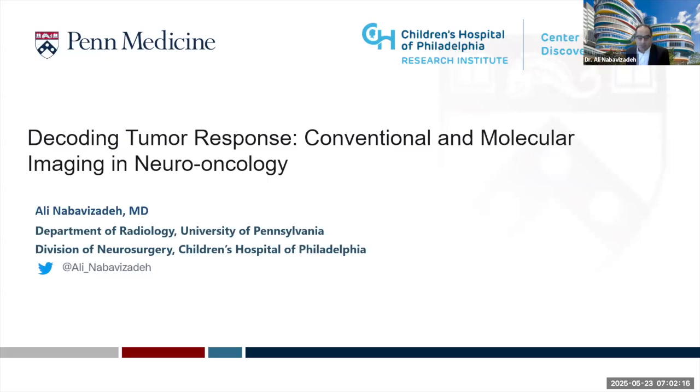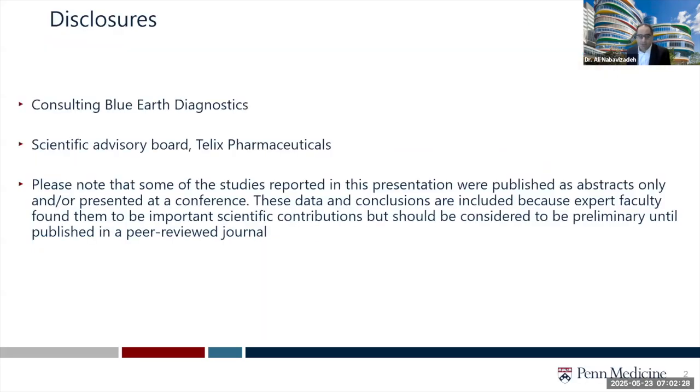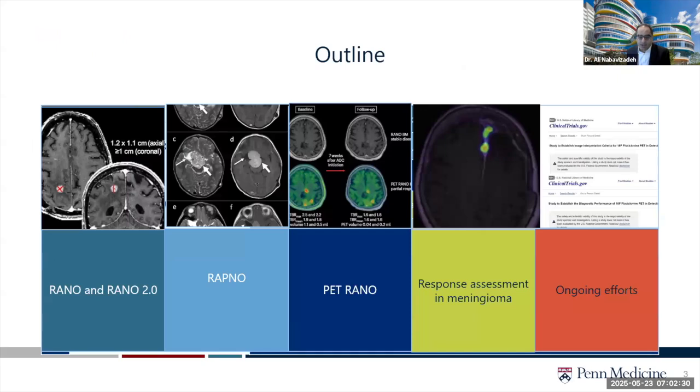I'm a neuroradiologist and also a nuclear medicine radiologist at University of Pennsylvania, and I also have a research affiliation with the Children's Hospital of Philadelphia. These are my disclosures. I'm going to be talking a little bit about RANO and RANO 2.0, RAPNO for pediatric brain tumors, and also at the end, I'm going to talk about PET RANO, PET response assessment in neuro-oncology, and a few slides about meningioma and some future directions.